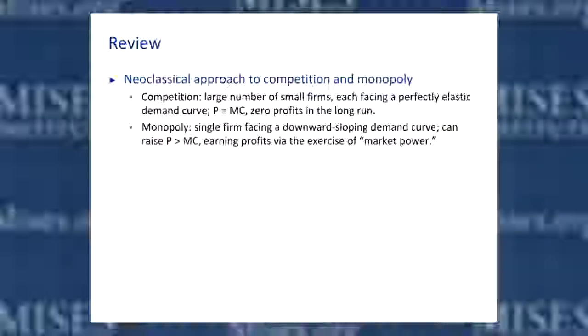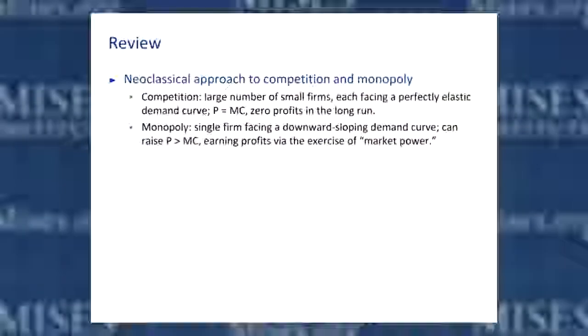In contrast, monopoly, in the neoclassical perspective, is the situation in which you have a single firm in a market. This firm faces a downward sloping demand curve for its product because it's the only firm in the market. So it chooses a price-quantity combination on the market demand curve. In other words, here there's no difference between the demand curve facing an individual firm and the demand curve facing the market as a whole, because there's only one firm in the market. That firm is the market.